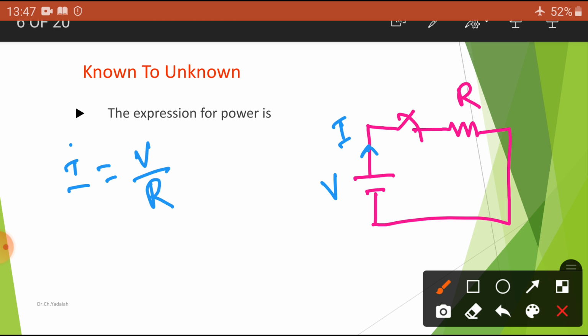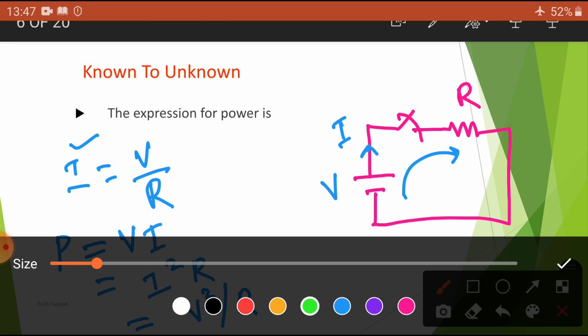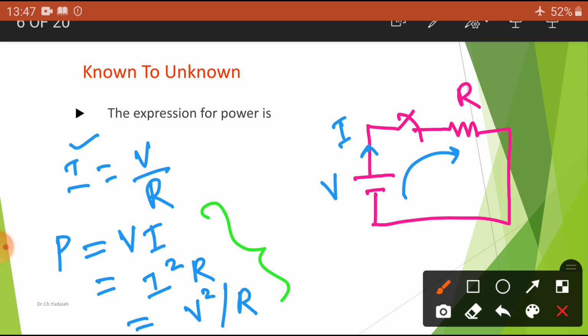After knowing the I, the power required, the power transmitted from the source to load, can be written as P equal to the voltage times the current in the circuit, or we can write it as I square R. The same thing we can write as V square by R. So we can write the equation in three forms: P is equal to VI watts, I square R, and V square by R.